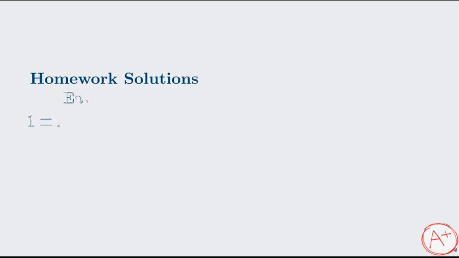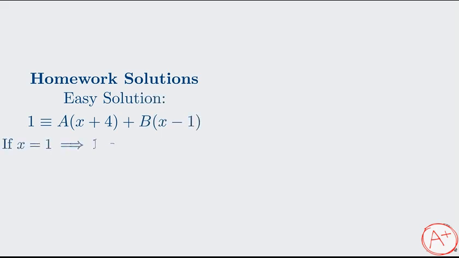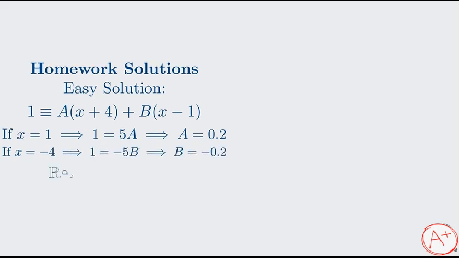For the first question, we set up the identity and clear the denominators. Let x equals 1, 1 equals 5a, so a equals 0.2. Let x equals -4, 1 equals -5b, so b equals -0.2. The final result for the easy question is 0.2 over x minus 1, minus 0.2 over x plus 4.